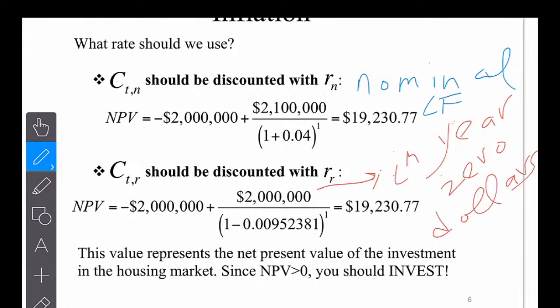In nominal terms, to have a house at time 0, I have to spend $2 million. And to have a house at time 1, which I have, is worth $2,100,000. So that's why it's a negative here, because I have to buy one, and it's a positive here because I have it. Down here are the real cash flows.